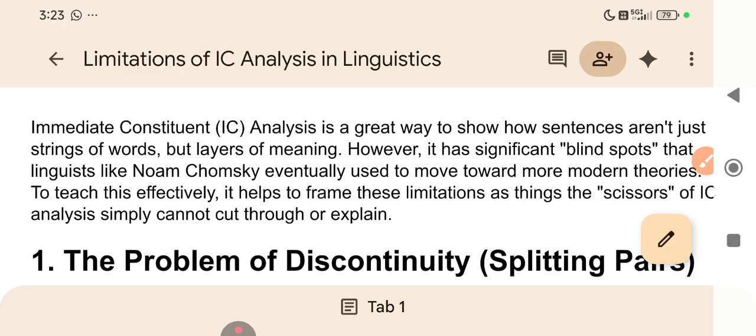We have discussed IC analysis, in which we discussed tree diagrams, phrases, clauses, and analysis through tree diagrams and bracketing methods, right? It was discussed a lot in the class because sometimes we could not analyze the sentence properly, since IC analysis has its own limitations. So the same we are going to discuss here. What are the limitations of IC analysis? So, let us start.